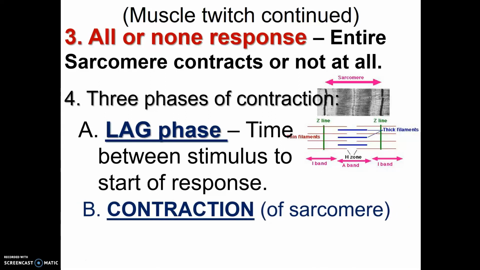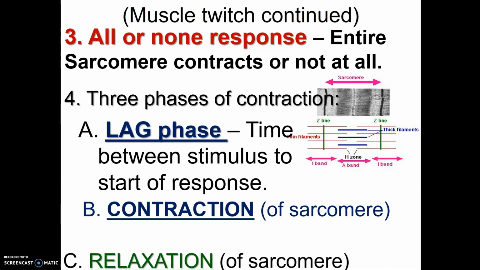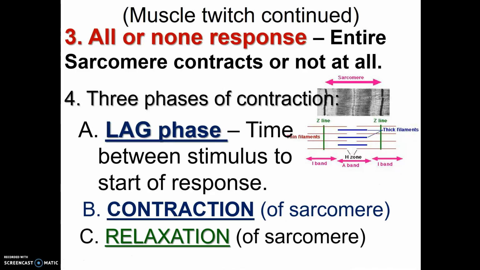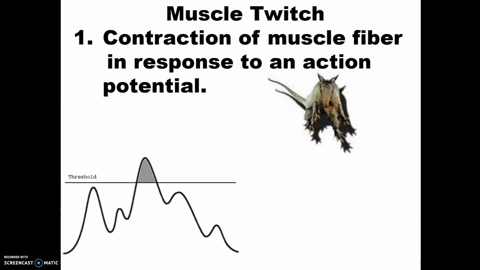That's a whole lot of lag phases, actually. Contraction of the sarcomere happens pretty quick. Relaxation of the sarcomere again happens pretty quick. How do I know? Because I can slam my hand really fast onto a timer, pull it out the opposite way, and pull it back in again, start and stop the timer within 1/10 of a second. So there's a whole lot of lag, contraction, relaxation, lag, contraction, relaxation. Three of those cycles all within 1/10 of a second. So muscle twitch, the contraction of a muscle fiber, is the response to an action potential.